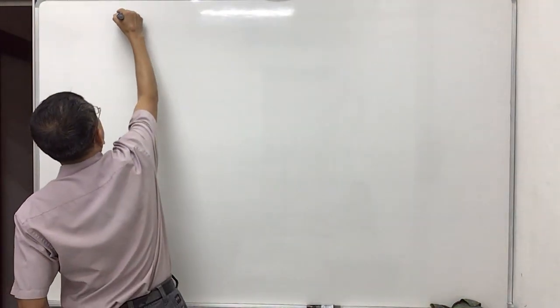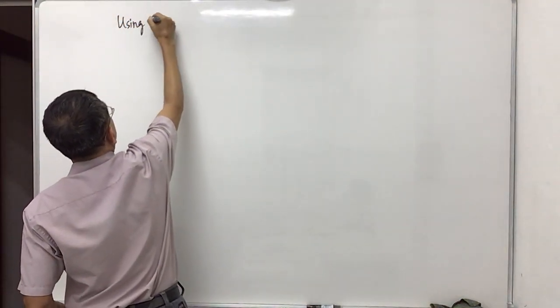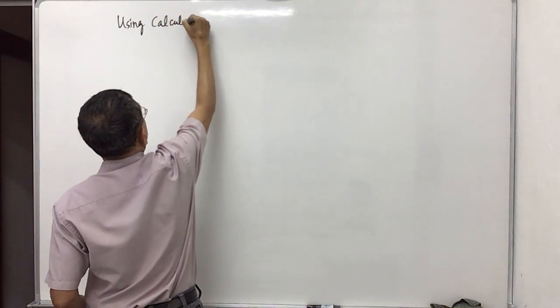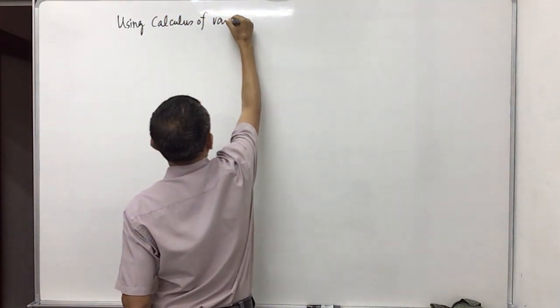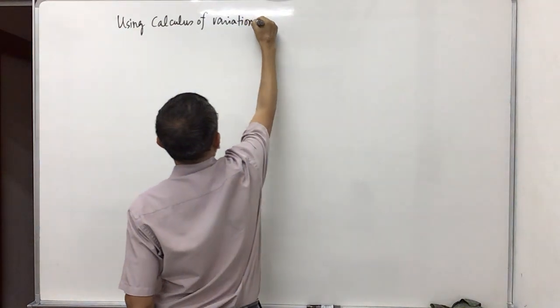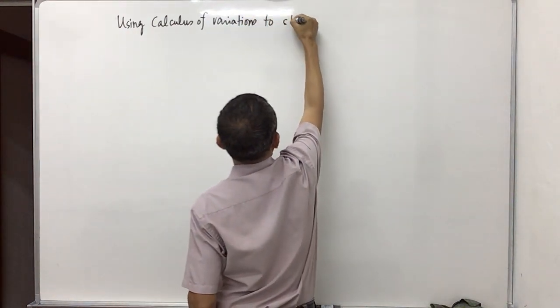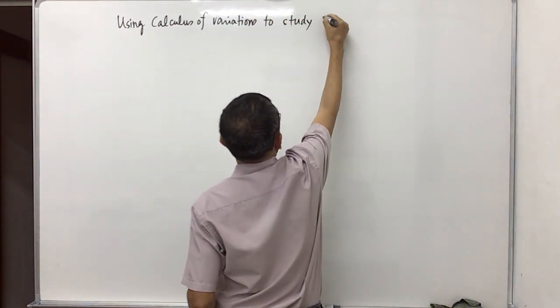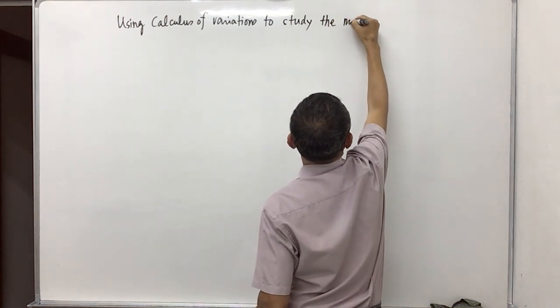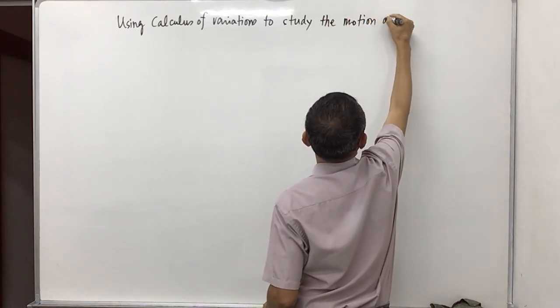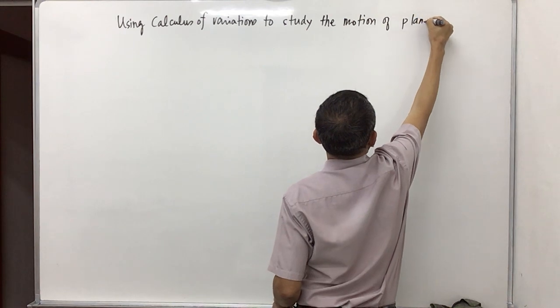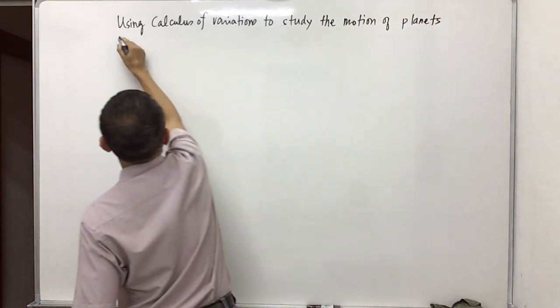Write our title: using calculus of variations to study the motion of planets.